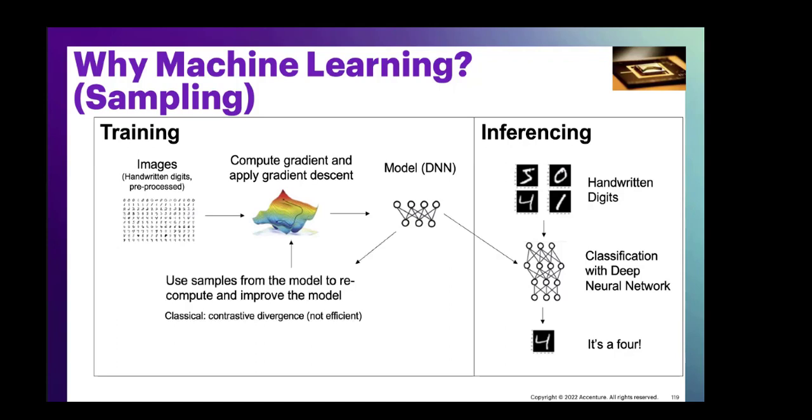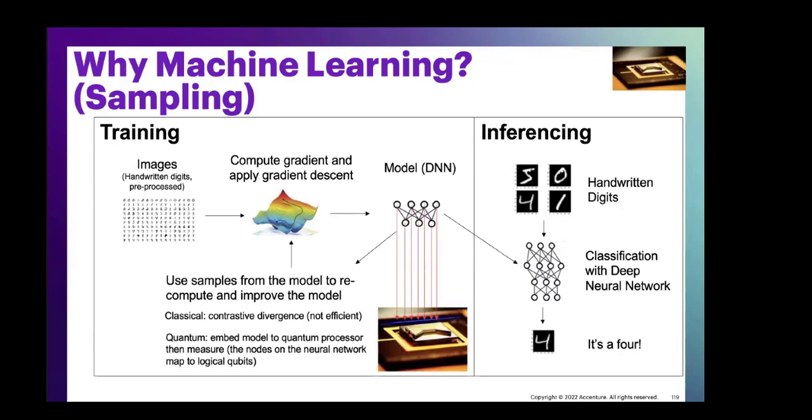And the way that we do it today is a classical method called contrastive divergence, which isn't efficient to run. It just isn't very efficient to run on classical computers. And so there's an opportunity to use a quantum computer and embed aspects of this deep neural network on the quantum computer in order to do this iterative training within a machine learning method. It would be sampling from the model using a quantum device and then feeding that information back into the model to make it more efficient.